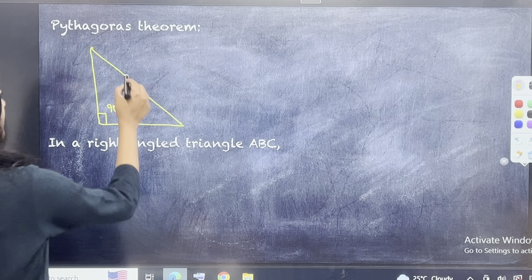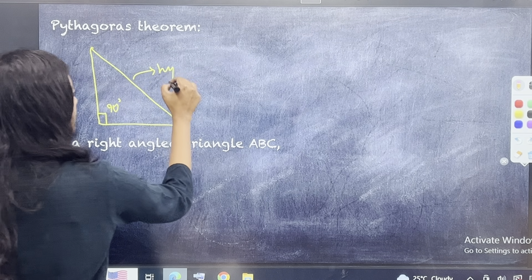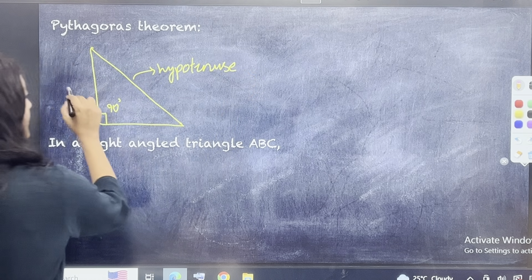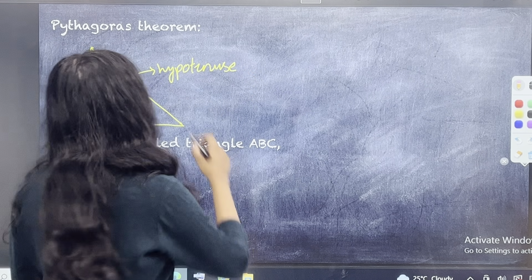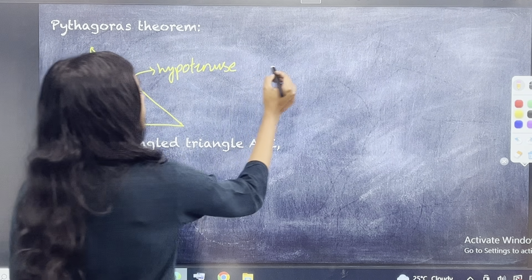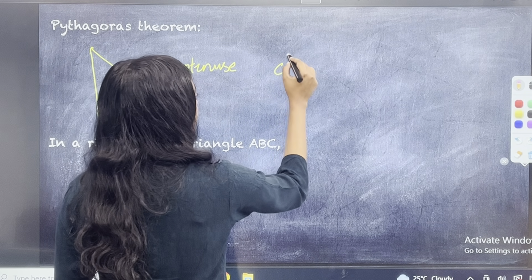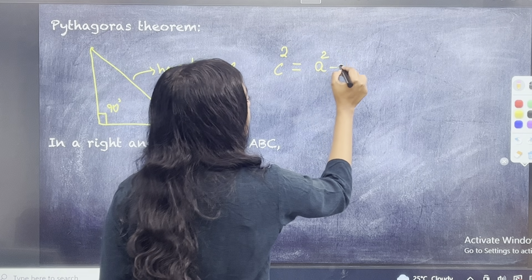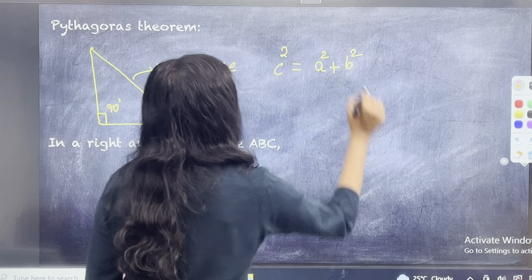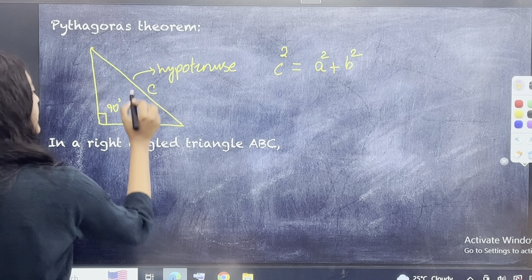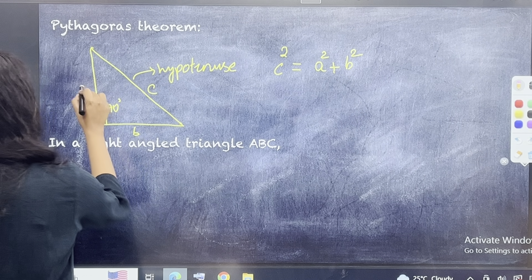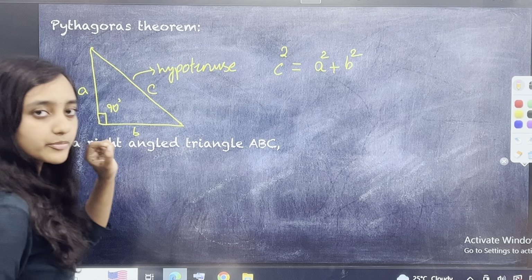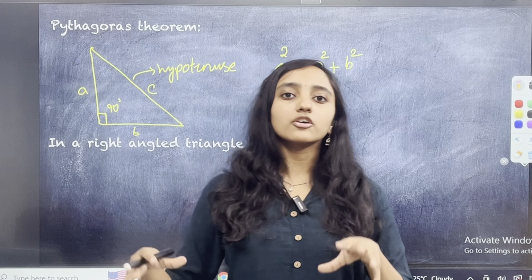In a right angle triangle, if this is called the hypotenuse, and this is the base and this is the height, then the length of the hypotenuse, if we call it C, its square is equal to the sum of the squares of the other two sides. Basically, if this is side C, this is side B and this is side A, the sum of the squares of the other two sides is equal to the square of the hypotenuse. That is the basic Pythagoras theorem.